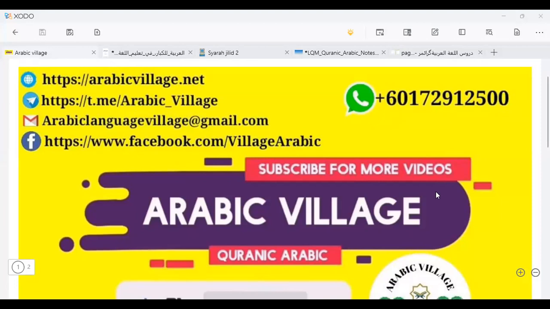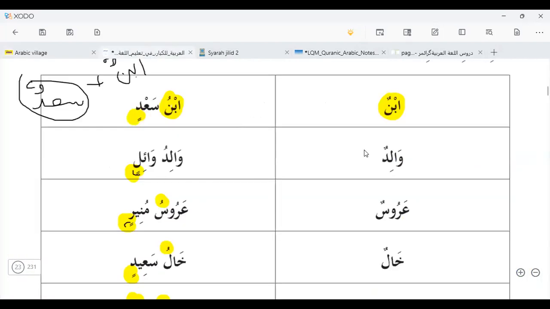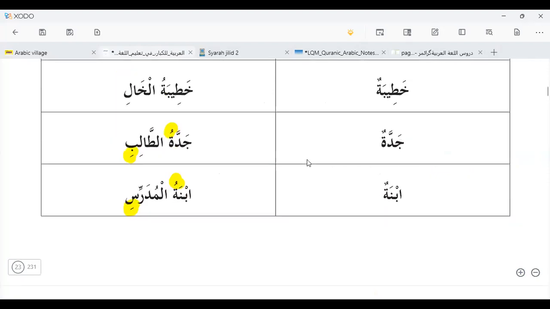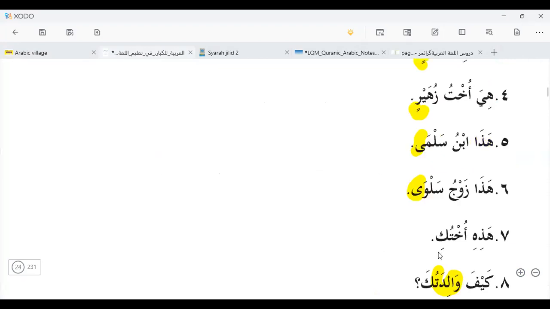This morning we have learned about the noun ending and about the mudaf with the proper noun. The lesson we are learning is all about the mudaf and mudaf ilayh with the proper noun and with the pronouns also.